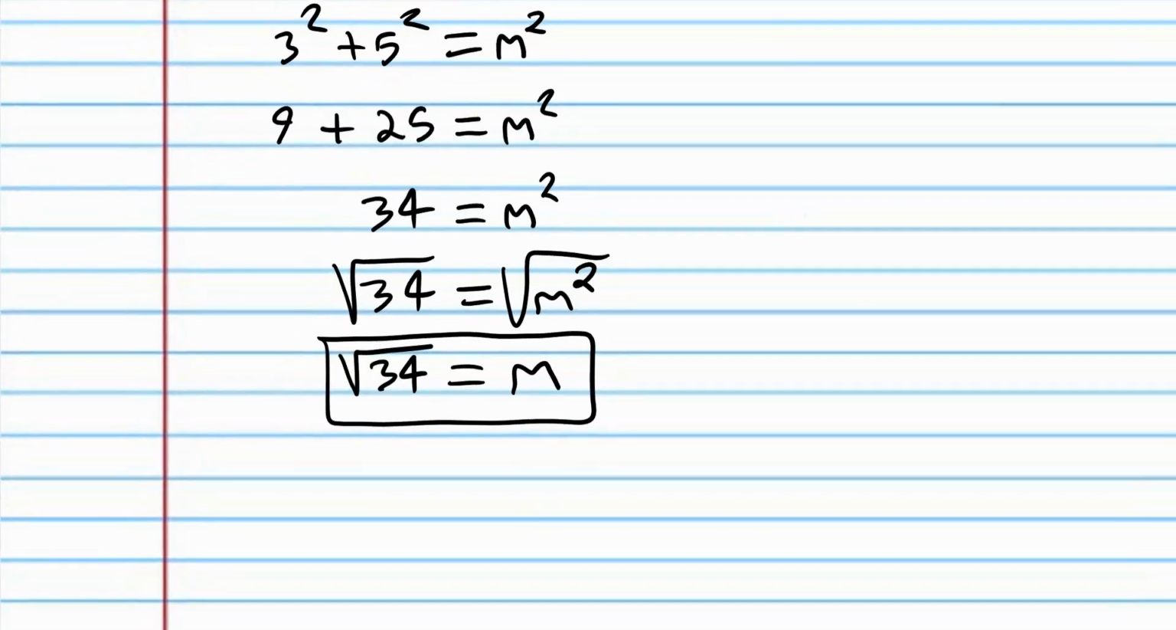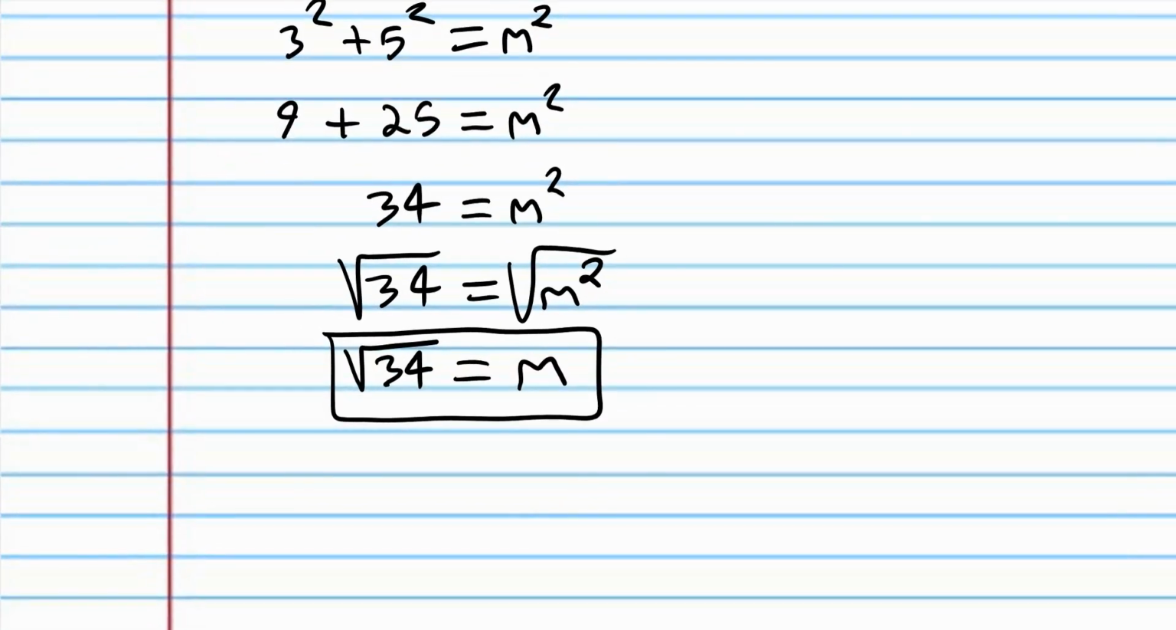There's not a perfect square in 34. The only factorization is 2 times 17. So neither 2 nor 17 are perfect squares, so we can just leave it like that. So if you got square root 34, good job.